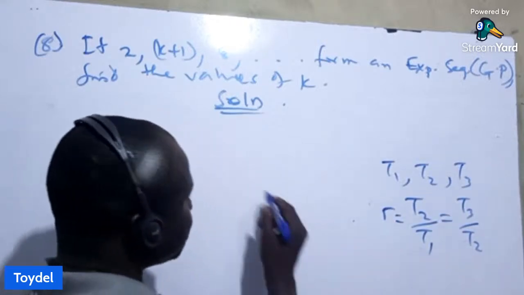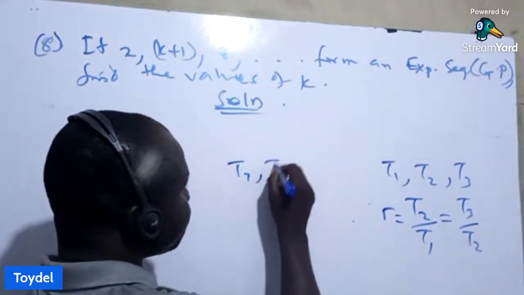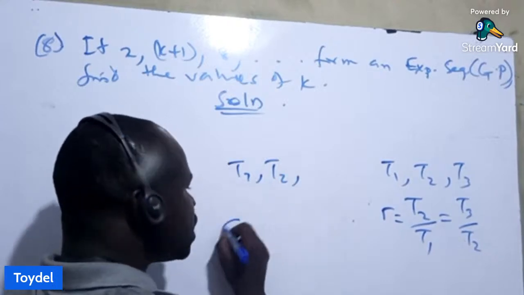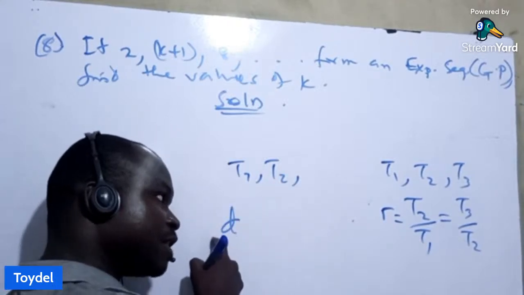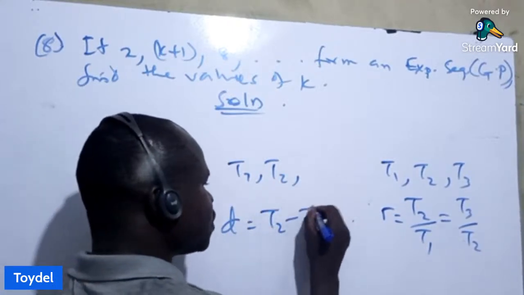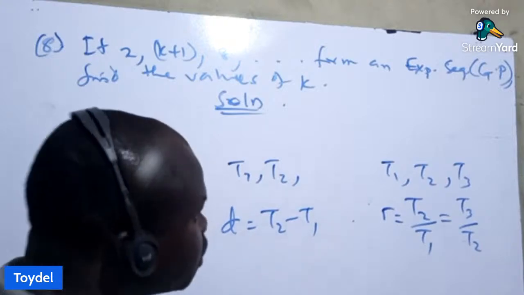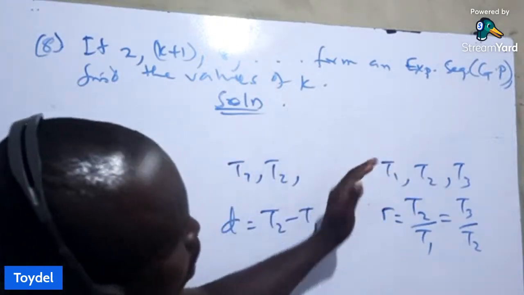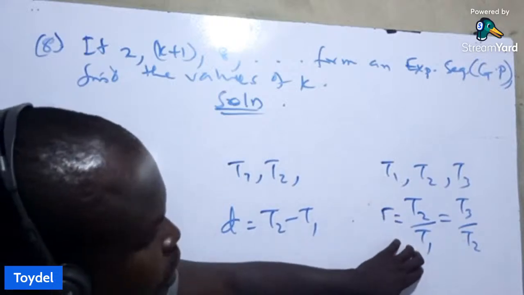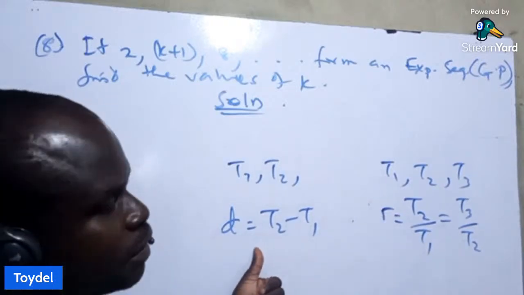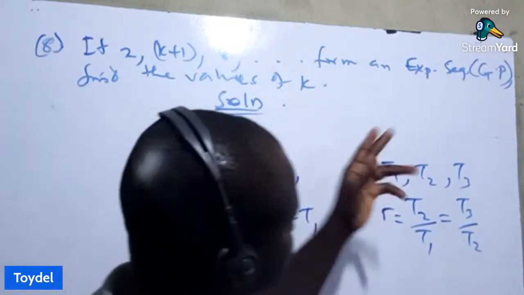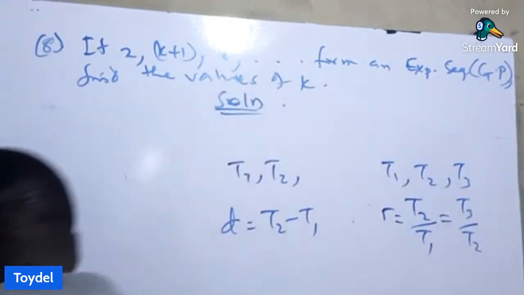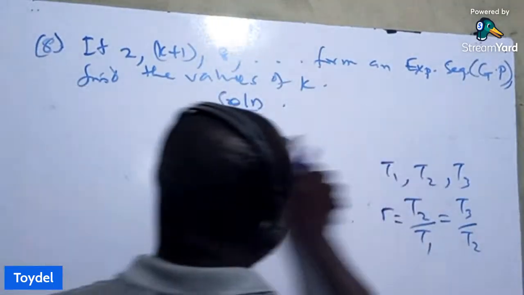But under AP, to know the next term, you add. Then to know the common difference under AP, you subtract: T2 minus T1. But since this is an exponential sequence, it's GP, and we talk about common ratio in GP, but common difference in AP. So that's the difference. One is linear sequence, the other one is exponential.